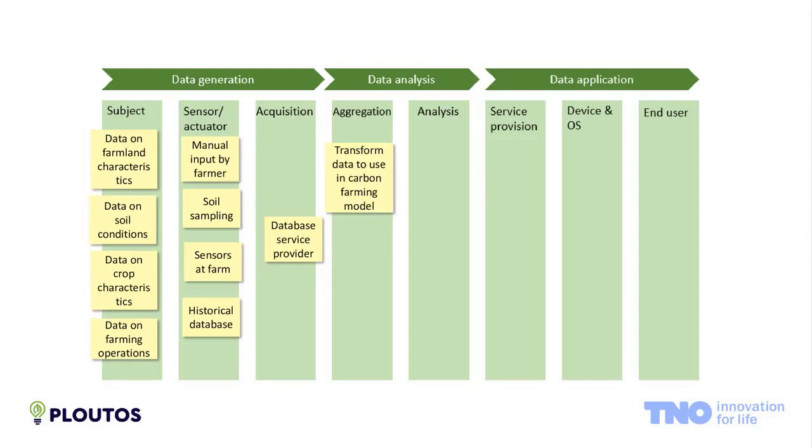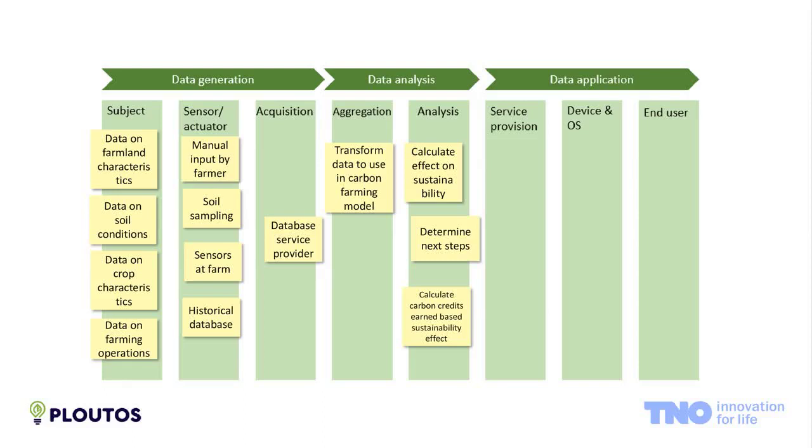Next, as part of data analysis, the raw data points are transformed into inputs which can be used by the mathematical model supporting the service. Consequently, the model calculates how the farmer performs in terms of sustainability and what actions should be taken in terms of farming operations. In addition, the net effect in terms of carbon farming is calculated, on the basis of which carbon credits are earned.